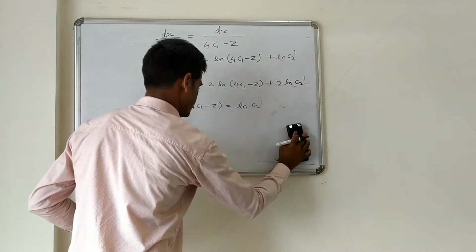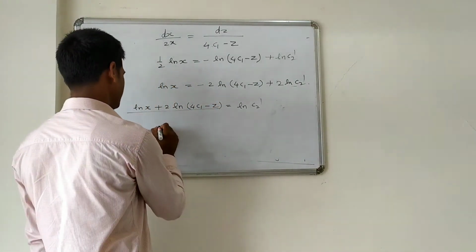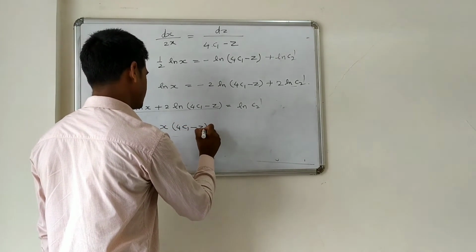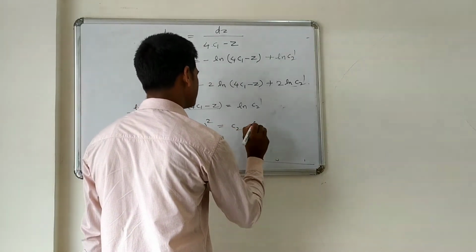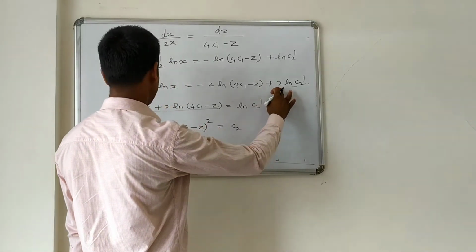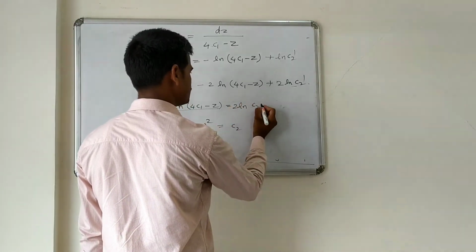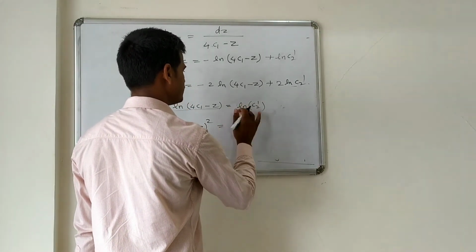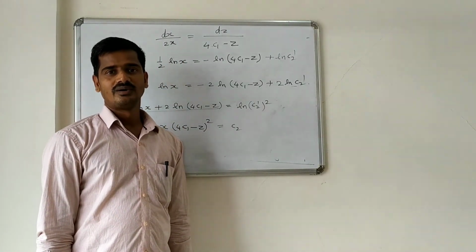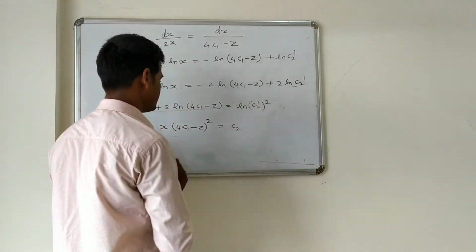Now log a plus log b is log ab. So x times 4c1 minus z whole square is equal to, let us say, c2, where c2 is c2 dash whole square, because m log a is equal to log of a raised to power m. So where c2 dash whole square is equal to c2.